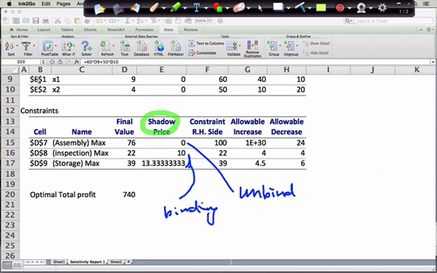Since this is maximized, when you have a minimized problem, this might be negative. So shadow price is how much we can improve our objective by adding one more resource. A non-binding constraint means I'm not using all of it, so even though we have more available, we cannot improve our objective function. That's the shadow price and the sensitivity analysis.